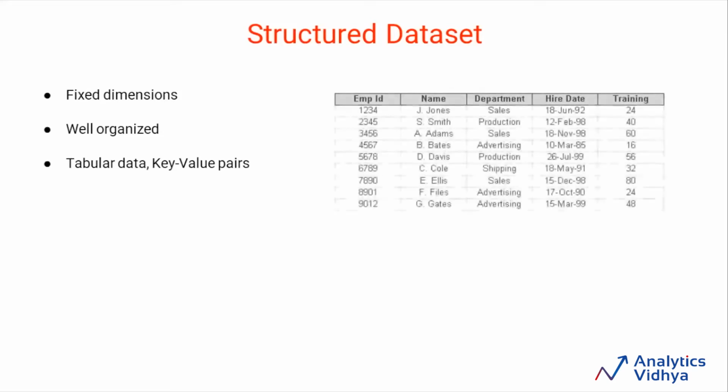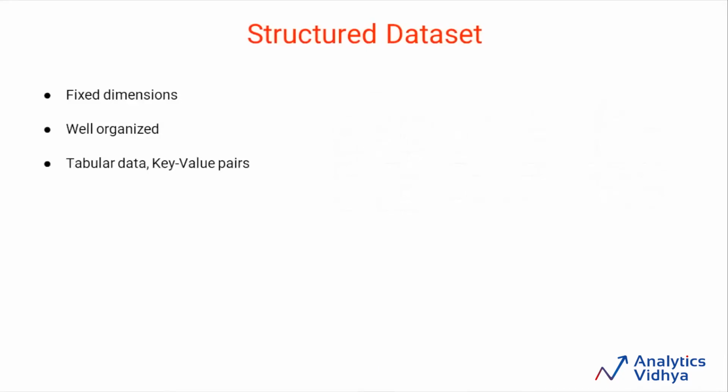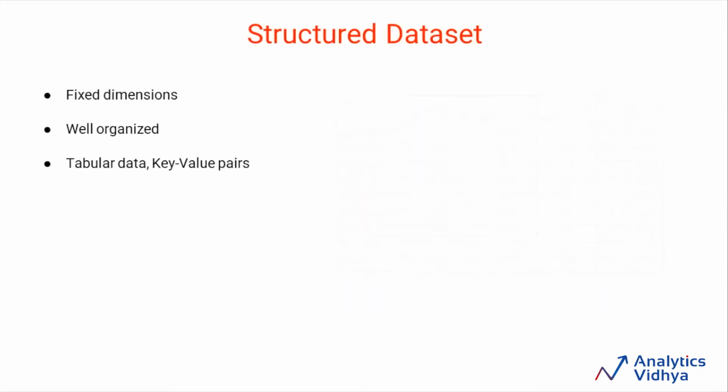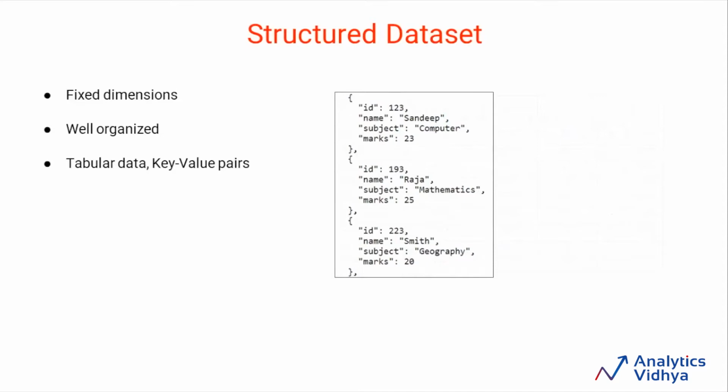For example, consider a dataset containing details about employees such as employee name, employee department, their hiring date, etc. This dataset has a defined number of columns and rows, that is, the dimensions of this dataset are fixed, and thus is an example of a structured dataset. Some other examples are a table containing recordings of annual temperatures for different locations, or a JSON object containing the details about student marks in the exam, in which different key value pairs represent information about the students.